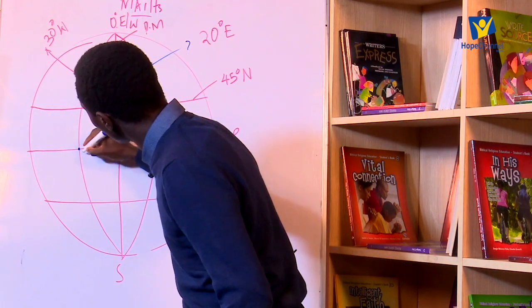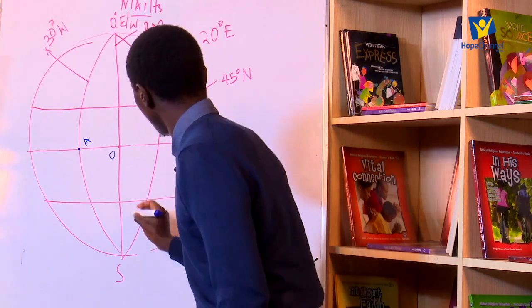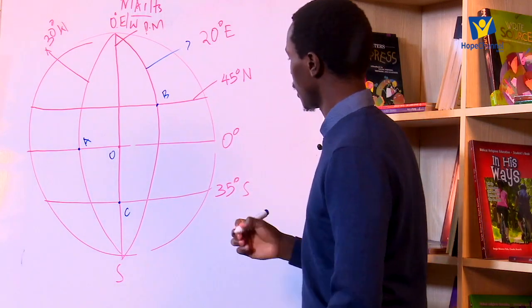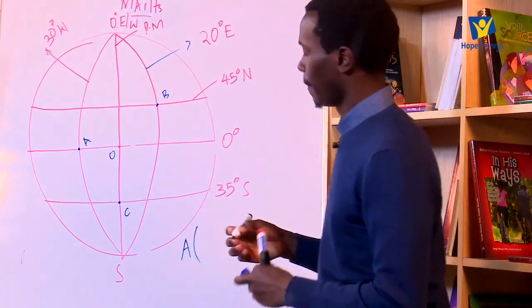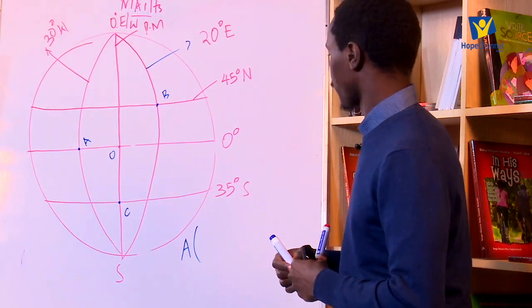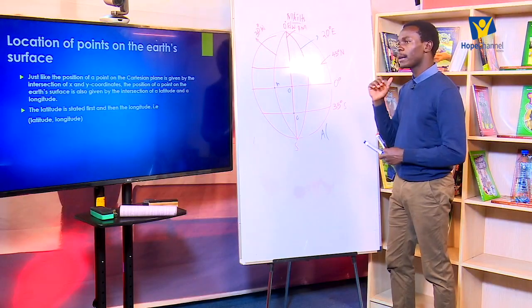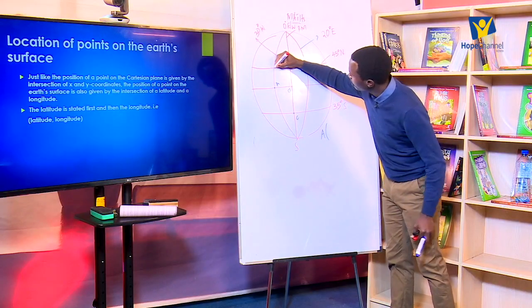Maybe we have that point to be A, we have another point here to be B, maybe we have this one here to be C. What else? Yeah, let's have those first. Maybe now we start with A. I have said that to locate a place on the Earth's surface, you first write the latitude, then the longitude. Now the latitude is the one showing north and south. So look at A. Let's have another one here, maybe D.